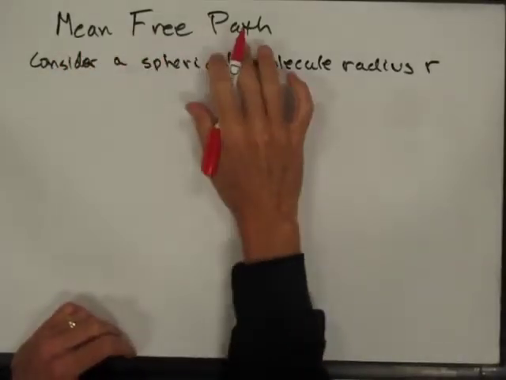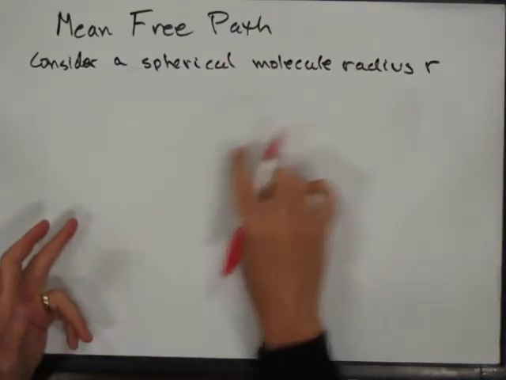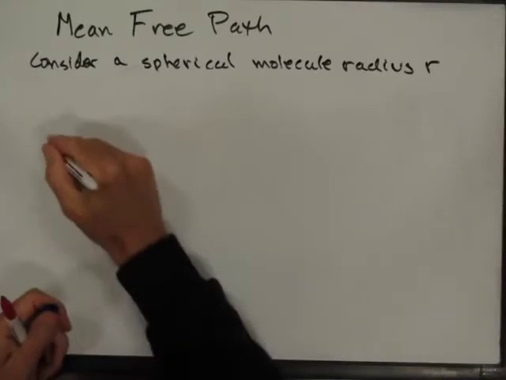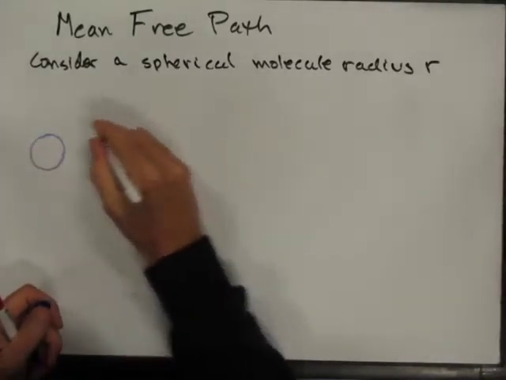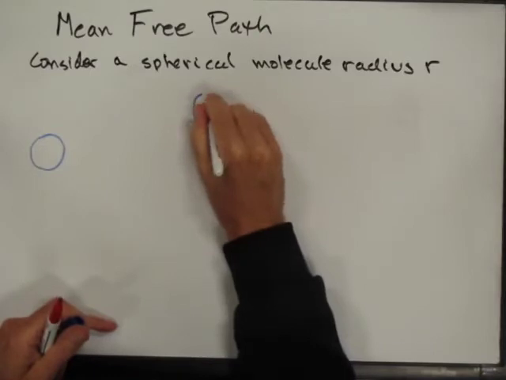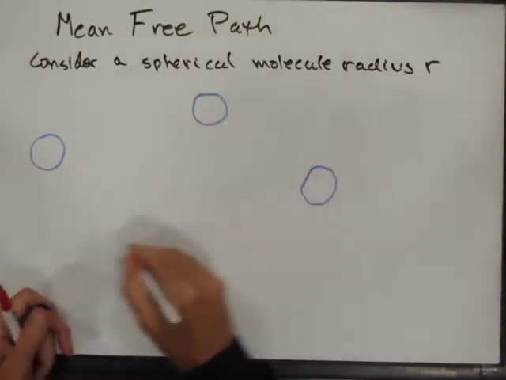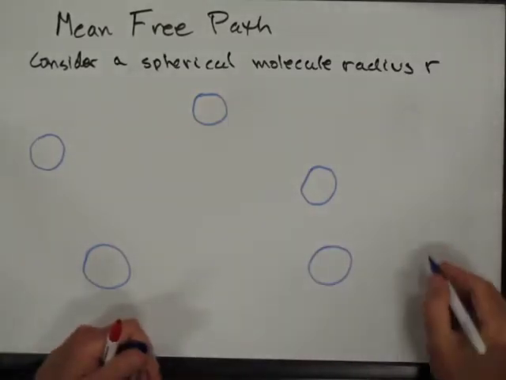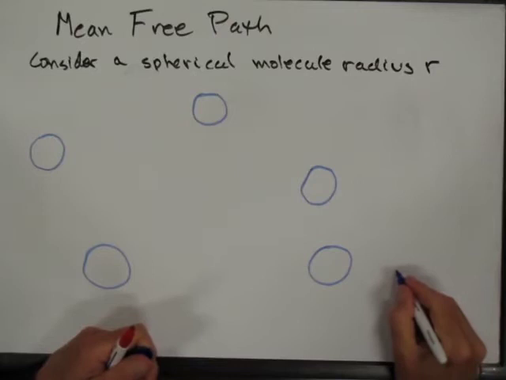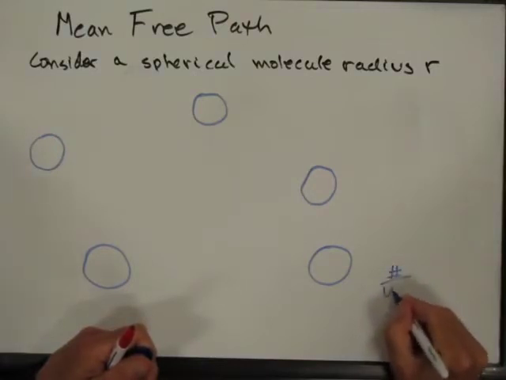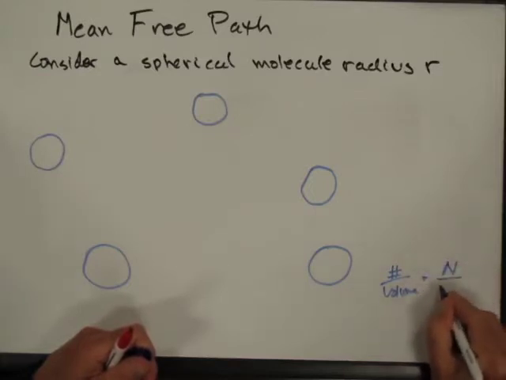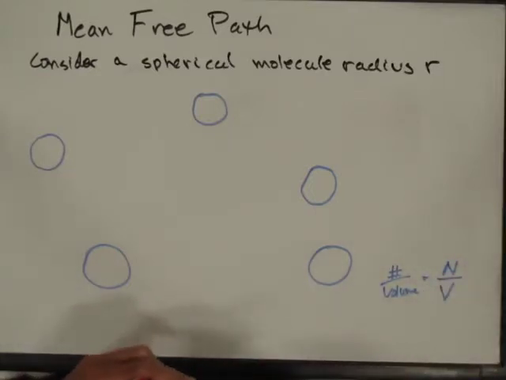So let's talk about the mean free path. That's how far on average a molecule goes before it collides with another molecule. I'm going to draw some molecules in here, and I'm going to draw them as spheres, because we're just going to make an approximation that they're spheres. The number density, the number per volume, is just the total number in the box divided by the total volume of the box, however big my container is.